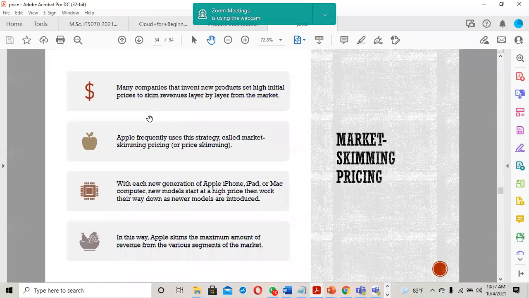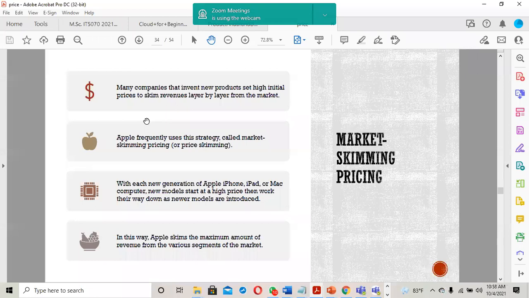First one, we have market skimming pricing. Okay, market skimming. When you say skimming, it's like taking something from the top layer, skimming it off. Okay, so what do you do? For example, I think there were some hilarious videos made about the differences between different versions of Apple iPhone. They are not very different from each other. Some people had that opinion and they wanted to make some funny videos based on that.